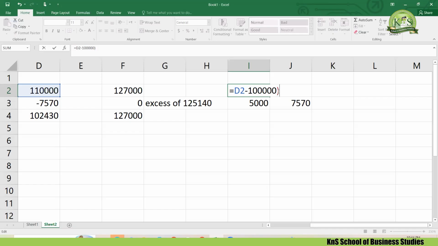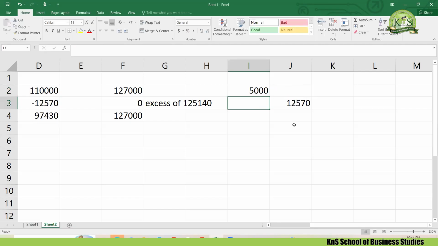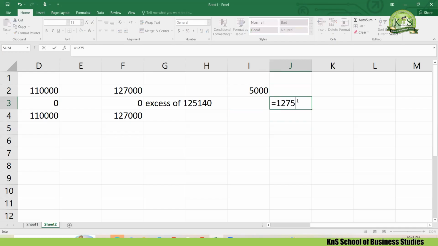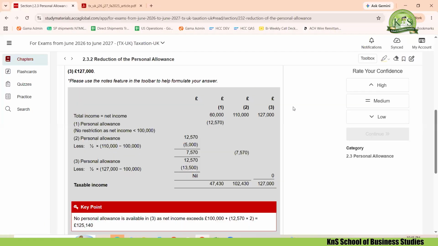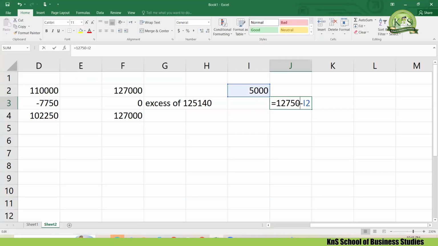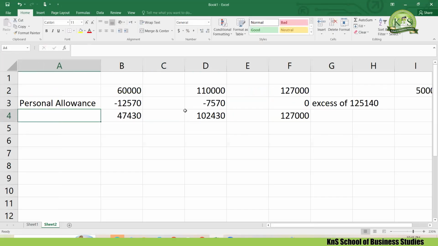See, this one, this, and then divide this by 2. So you will have 5,000. And now, what is the amount of your personal allowance? That is 12,570. So I'll subtract this. I hope you get this now. So you are now having your taxable income.